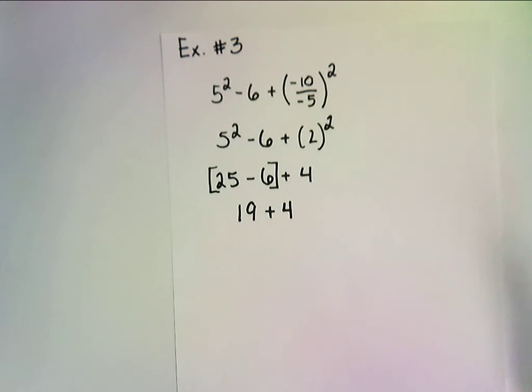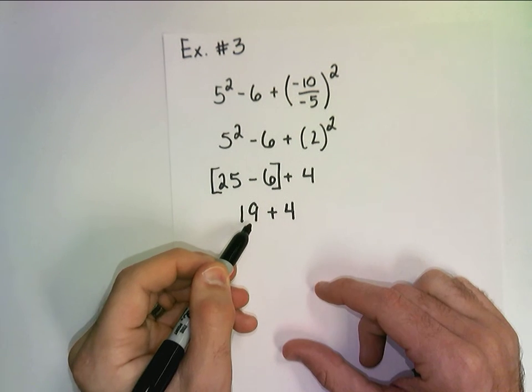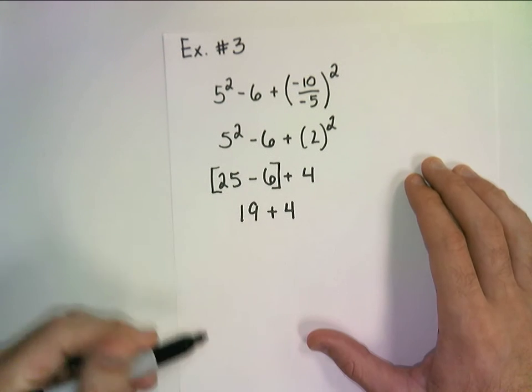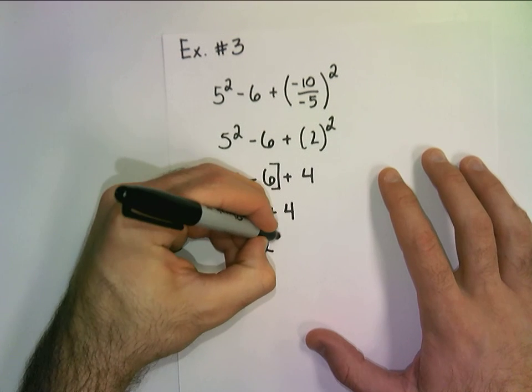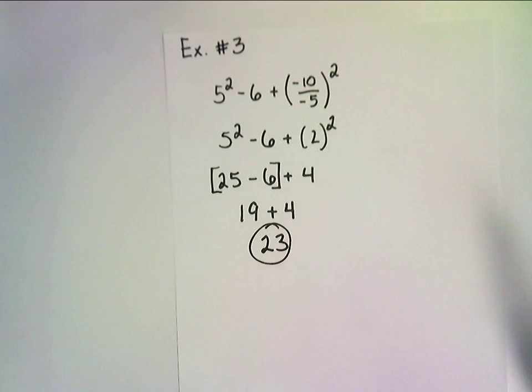19 plus 4, well, I'm going to think about this: if I added 1 to the 19, it would give me 20. I'd have 3 left. So my final answer here would be 23.